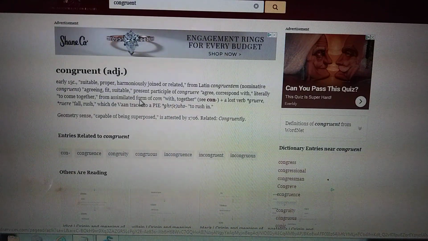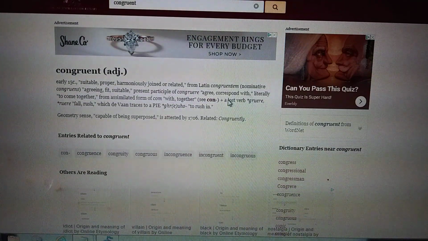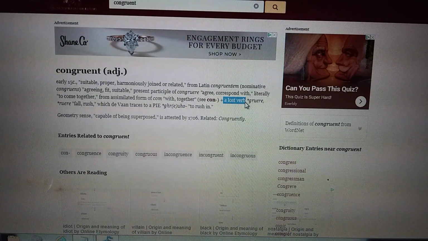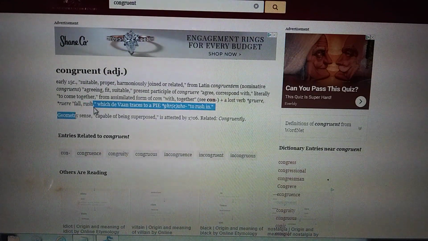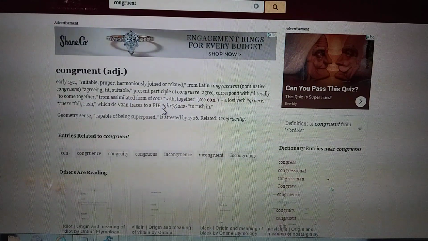From a simulated form of come together, we got that, the con, right? And a lost verb, right? You have this gruent is a lost verb. We forgot how to solve the equation. We forgot to reconcile, right? We don't know how to do that no more. It's the fall rush, which demonstrates to the PIE of this, which means to rush in.